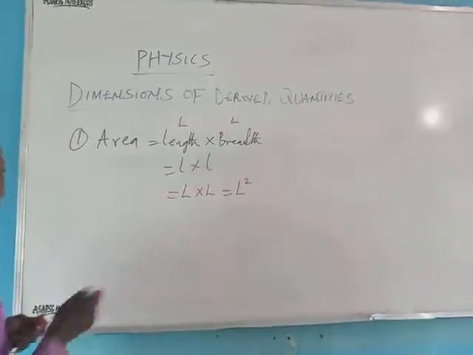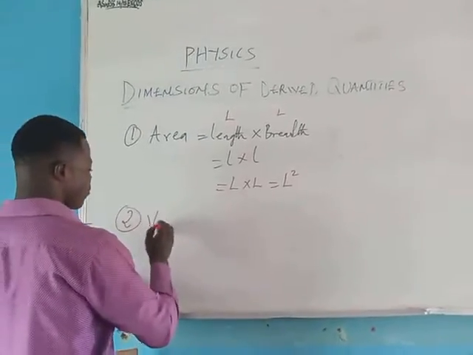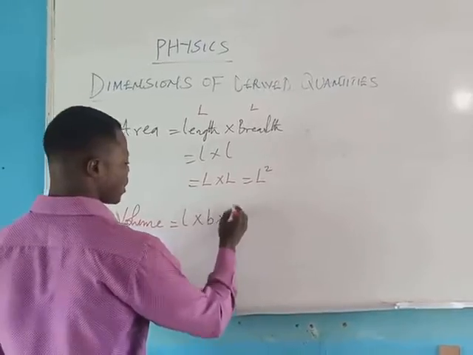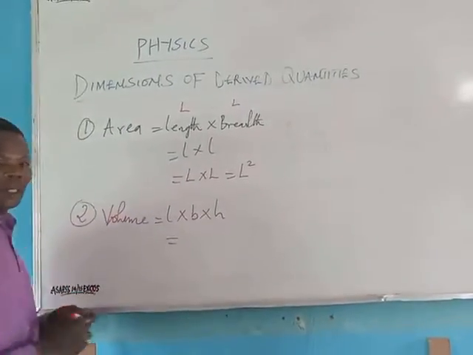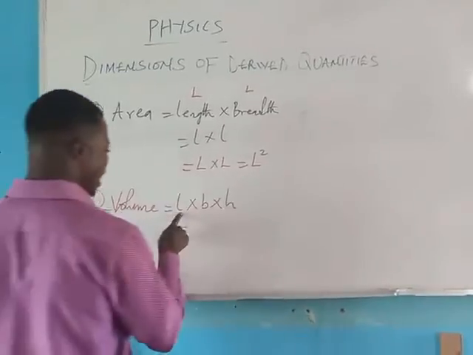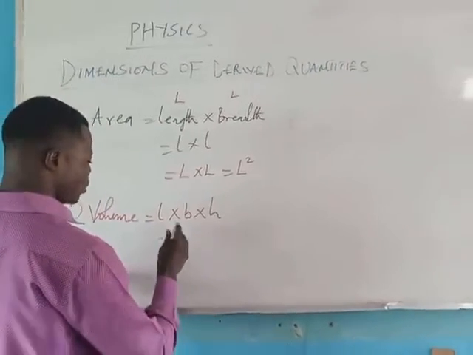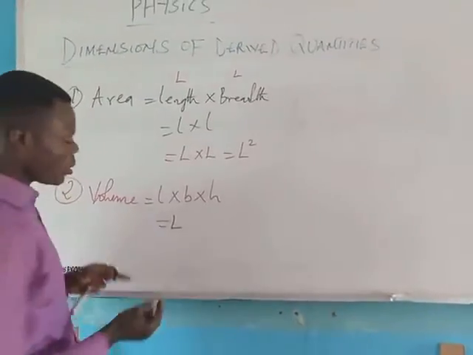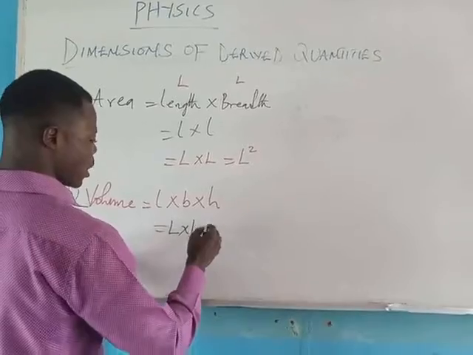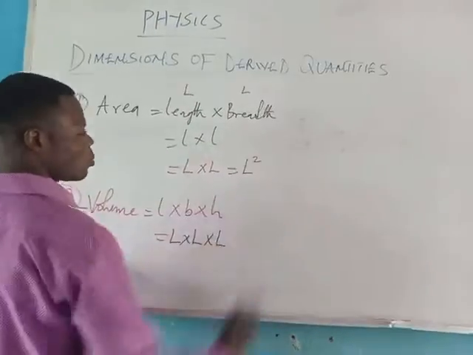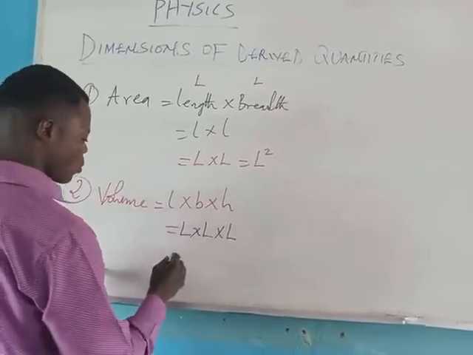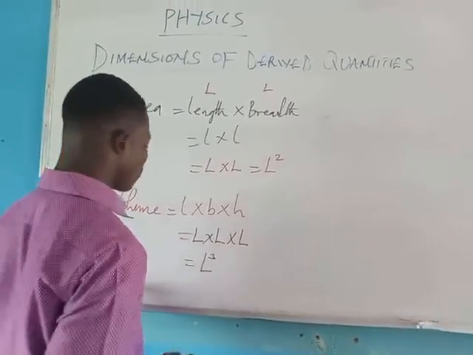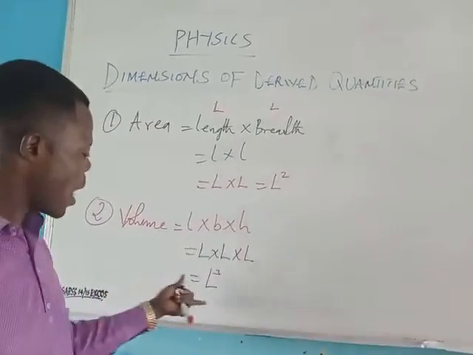Another one we are going to look at is volume. So volume is length times breadth times height. And if you transform this to dimension, we are going to have L is length, which is the dimension. So the dimension of breadth, since it's also measure distance, this one will also be L, times L, which is height. It's also talking about distance. So all this together, if you multiply this, we are going to have L cubed. Therefore, the dimension for volume is L cubed.